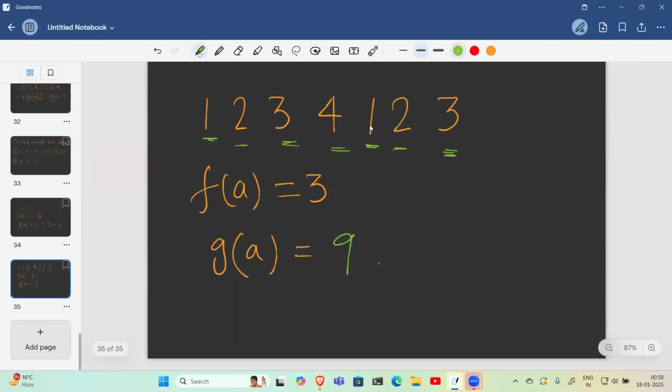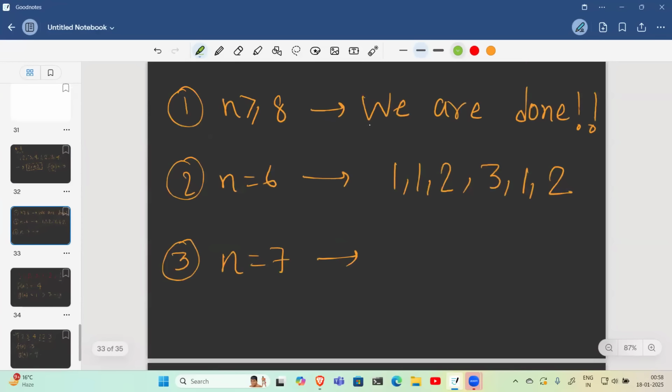Okay, so it's 3, 6. Yeah, it works. So 1, 2, 3, 4, 1, 2, 3 is a valid solution for n equal to 7. So you can just print 1, 2, 3, 4, 1, 2, 3, and number of palindromic subsequences. The value of g of a for this is 9, which is definitely greater than 7. So this works. What I did is, you all suggested a lot of things like putting a 4 here or 1 here, but you all missed something this.